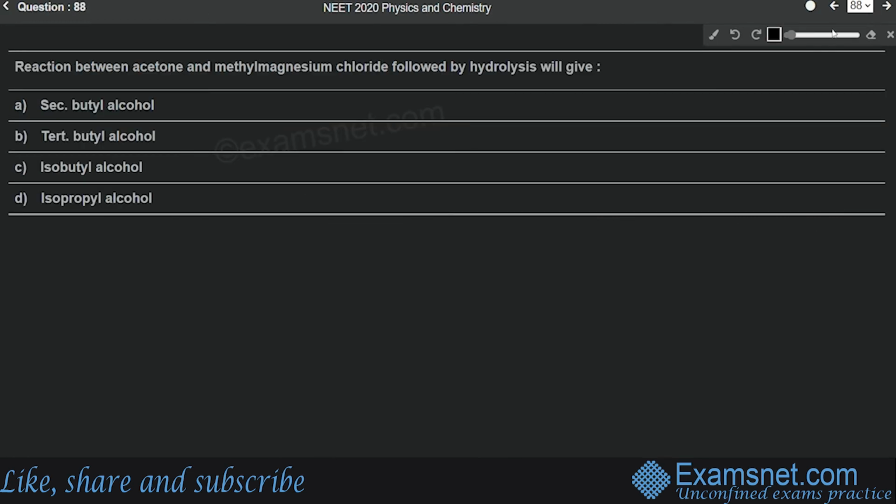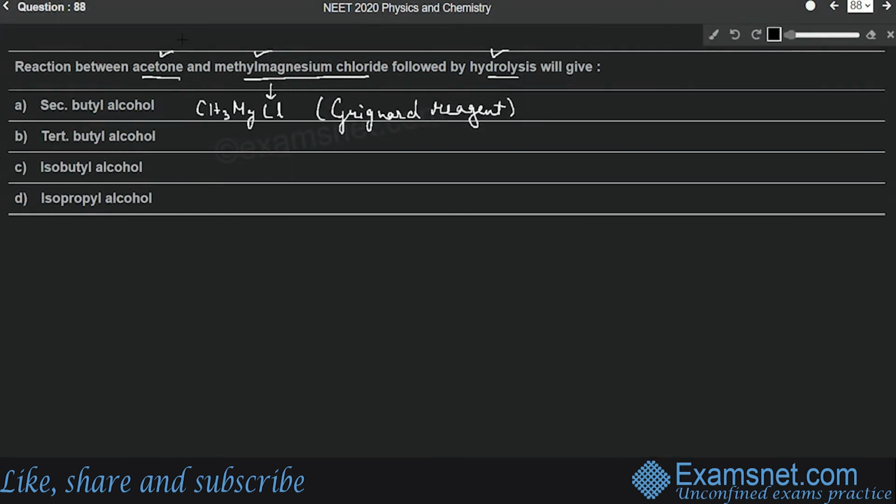Question number 88 is from the chapter Aldehydes, Ketones and Carboxylic Acids, and the question is: reaction between acetone and methyl magnesium chloride followed by hydrolysis will give. So there are two steps. In the first step, acetone will react with methyl magnesium chloride, and in the second step hydrolysis will be done, right? So we know that methyl magnesium chloride is CH3MgCl, that is known as Grignard reagent. Okay, methyl magnesium halide is Grignard reagent.